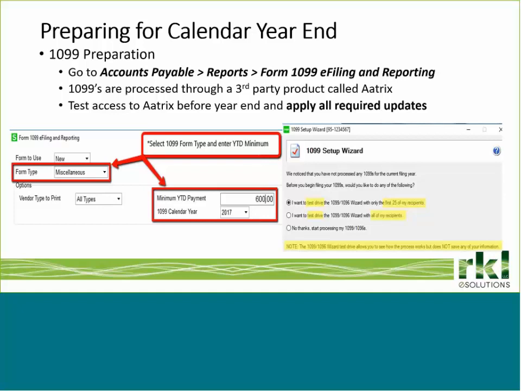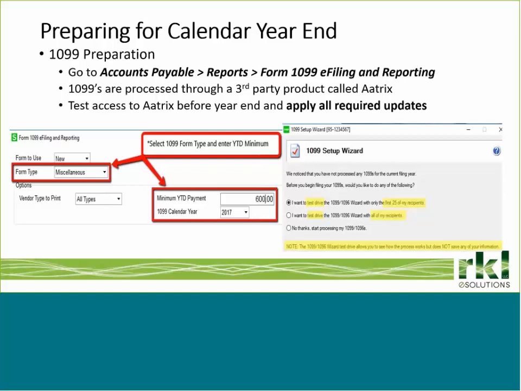So if some of you, I'm guessing, have already done 1099s before, they are processed through a third-party product called Atrix. And you want to make sure that you test Atrix before it's time to actually do your 1099s. There are 3 reasons I want to have you test it up front, and not wait until the end of January to go in and look at 1099s for the first time.